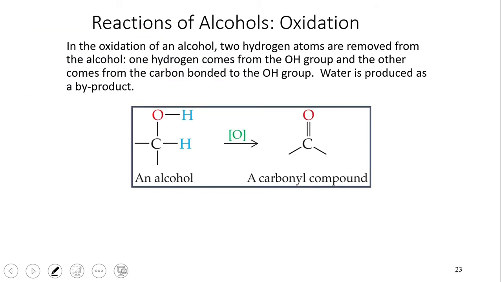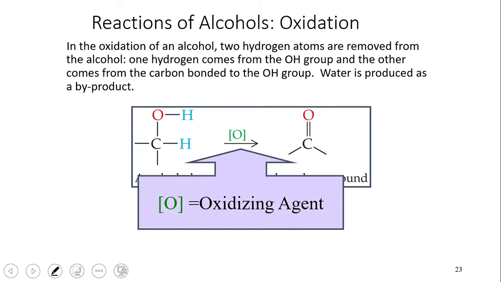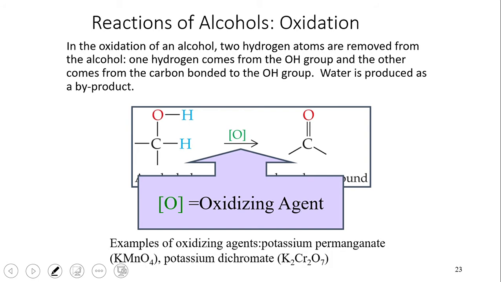Let's look, for example, at the typical oxidation of an alcohol. Notice that in removing the hydrogen that was attached to the oxygen and the one attached to the carbon, we have generated now a carbon-oxygen double bond. This is a carbonyl compound, and as we saw before, it is a more oxidized carbon than it was in the alcohol. That symbol above the arrow, the bracketed O, represents an oxidizing agent. And oxidizing agents come in different varieties. Some examples are potassium permanganate and potassium dichromate.